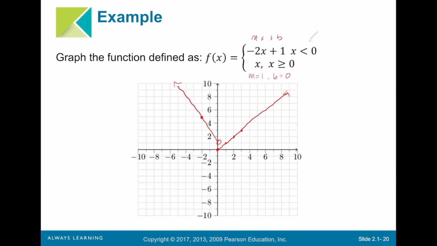To the left of our y-axis, because that's where x is less than 0, I'm using -2x plus 1. And to the right of the axis, I'm using just y equals x. And it's okay that there's a disconnect between the two. It's not a big deal. Sometimes they connect right in here, sometimes they don't.